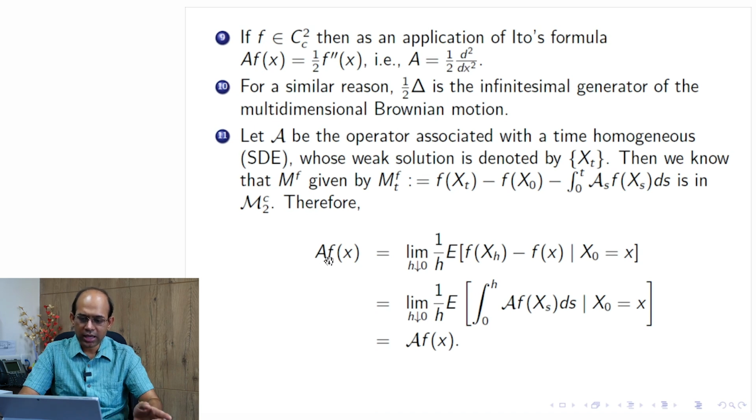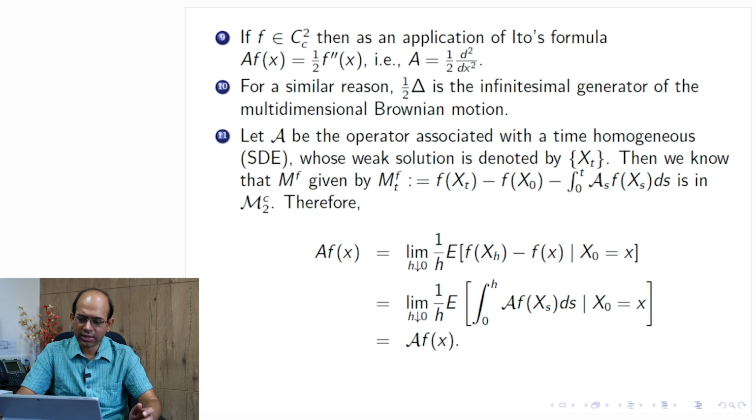Now, so far we are discussing these generators. These are just 1 over h times the expectation of f of X_h minus f of x, given X_0 is equal to small x. Exactly the same manner as we obtained the infinitesimal generator of Brownian motion. Now instead of Brownian motion, we are talking about some general stochastic process, which is a weak solution of some stochastic differential equation.